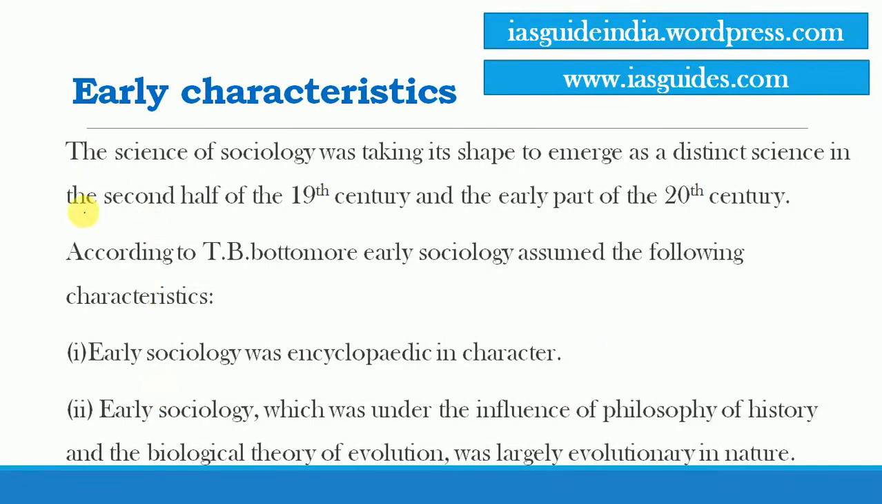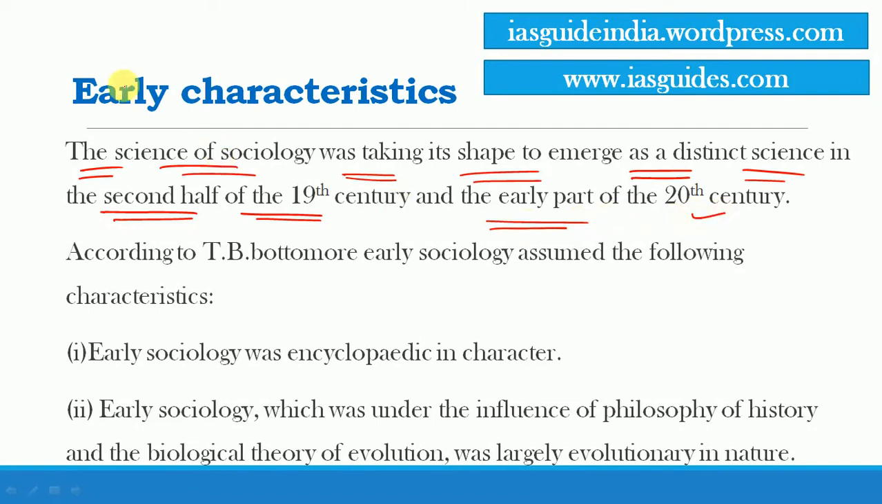In the next slide we will be studying the early characteristics of sociology. What characteristics did the early sociology which emerged in France and England have? Let me deal with this one. The science of sociology was taking its shape to emerge as a distinct science in the second half of the 19th century and the early part of the 20th century. This is the time when sociology emerged, and according to Bottomore, the early characteristics of sociology are as follows.